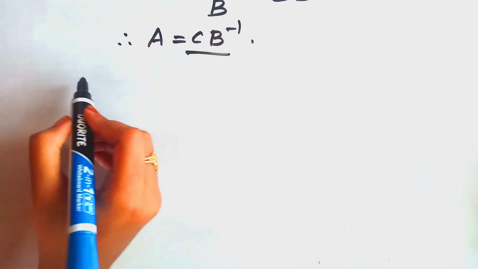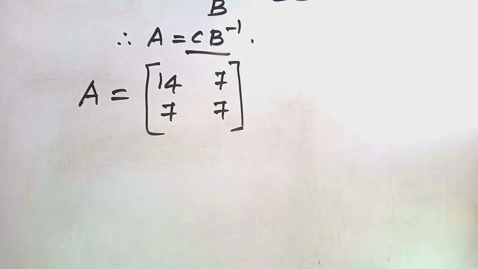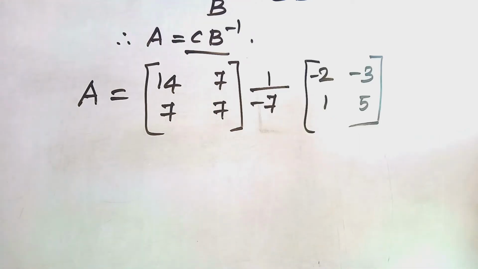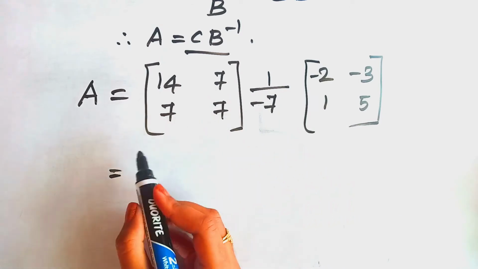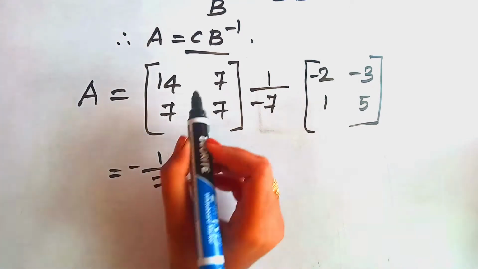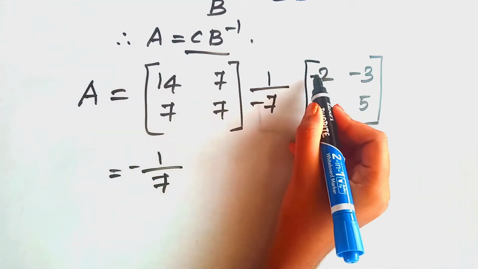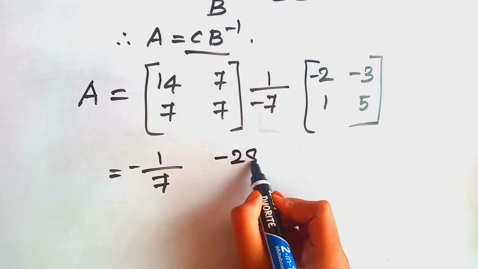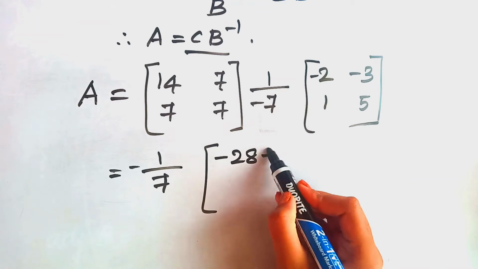Let's substitute the values. A is equal to, we have to substitute the value of C and the value of B inverse. Now we have to multiply. So let's take 1 divided by minus 7 outside, so we'll get minus 1 divided by 7. Now let's multiply. 14 into 2 is 28. Here there is a minus sign, so we have to put a minus 28 here. And then 7 into 1 will be a plus 7.